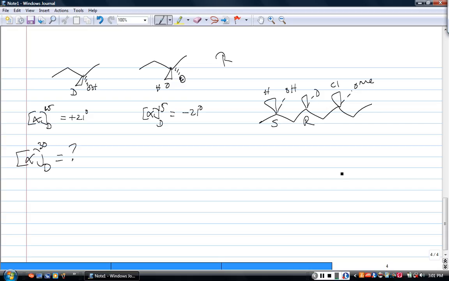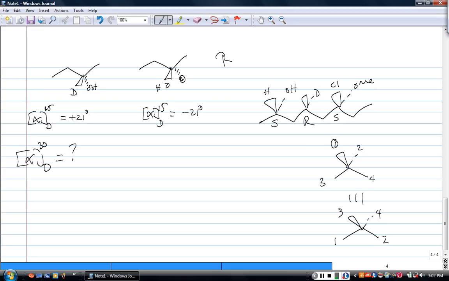Well, let's just do one then. So what I have here is first, second, third, and 4 is in the plane of the page, which is where I don't want it. So I'm going to do 2 swaps, and I'm going to end up with 4 here and 2 here, and then 3 here and 1 here. So going from 1 to 2 to 3, this is S, so this is the S.